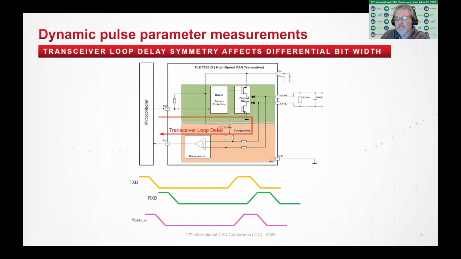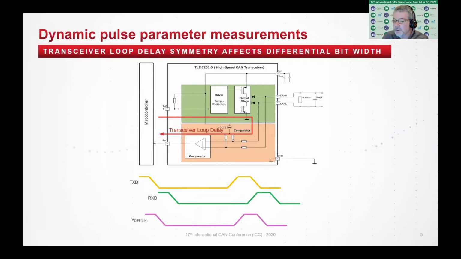So let's talk about transceiver loop delay. This is a block diagram of a transceiver I received from Infineon. I consulted with Magnus on this. Transceiver loop delay is the delay time from the transmit input pin to the transceiver through the transmit half back through the receiver half to the receive pin.